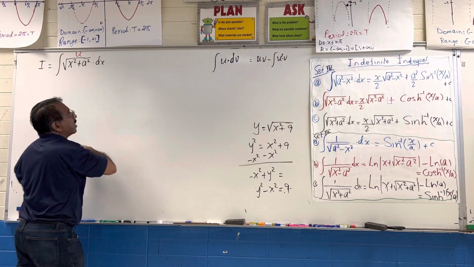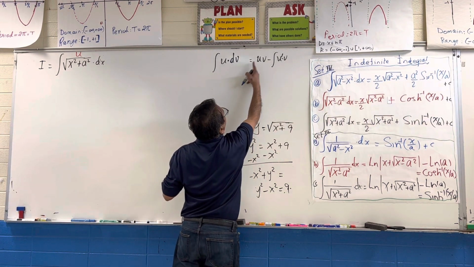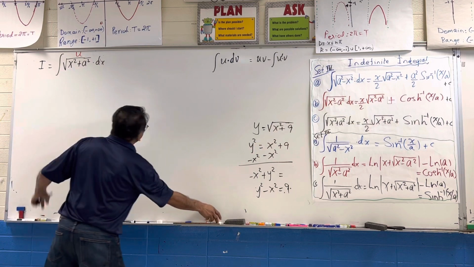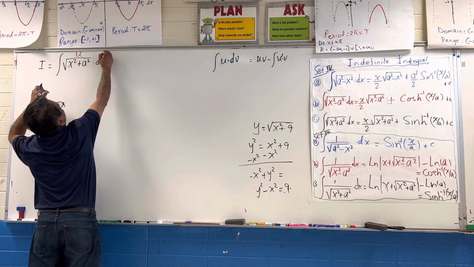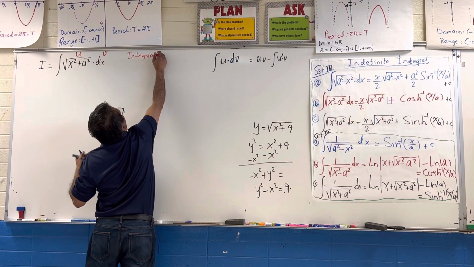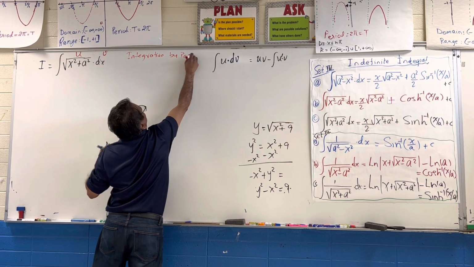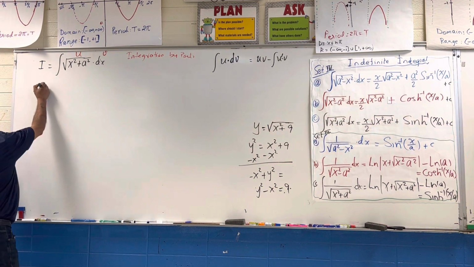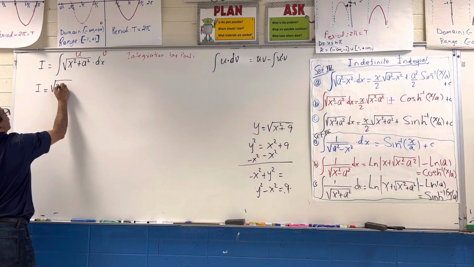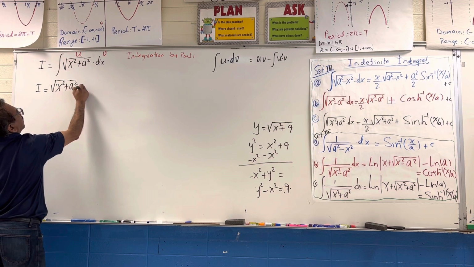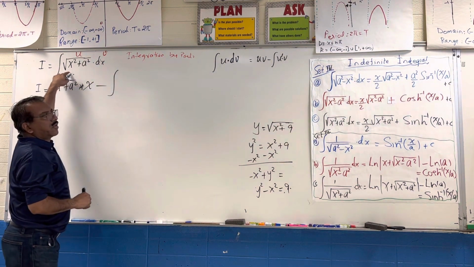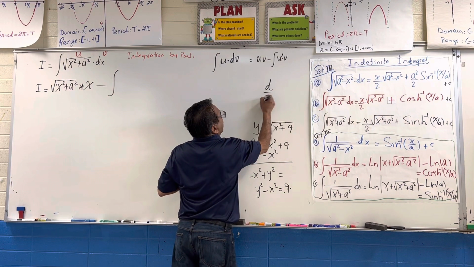So I will begin with calling set 4c, I, the integral of square root of x squared plus a squared dx, using integration by parts: the integral of u dv is uv minus the integral of v du. Wherever you use that here, u is this whole thing, and this is the v. So let's apply the integration by parts.